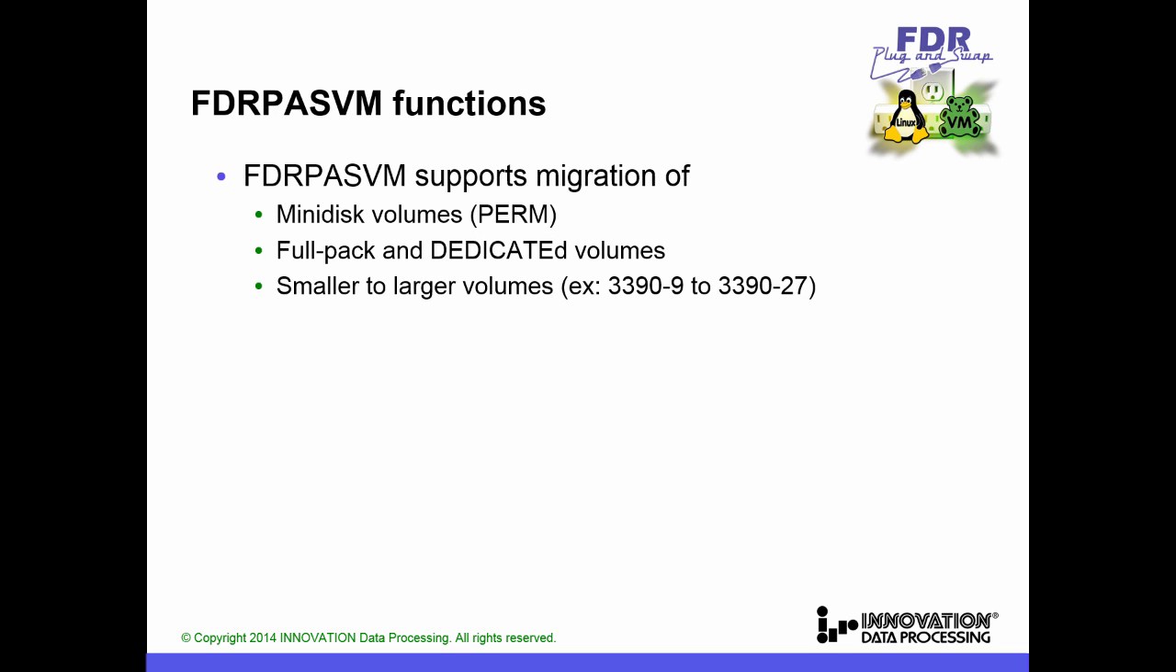Okay, FDRPAS functions. FDRPASVM supports moving mini disks or perm space, full pack, and dedicated or attached volumes, then smaller to larger. There's an asterisk there, I think, in a later chart, but I'll talk about it right now. If you're moving from smaller to larger, the only rule, and I don't think this is an onerous rule, is that there is no other data on the larger. You're probably moving to a brand new volume. But you can't say, I'm moving from a mod 9 to a mod 27, and the top 2/3 of the mod 27 is already populated. But that would be fairly unusual.